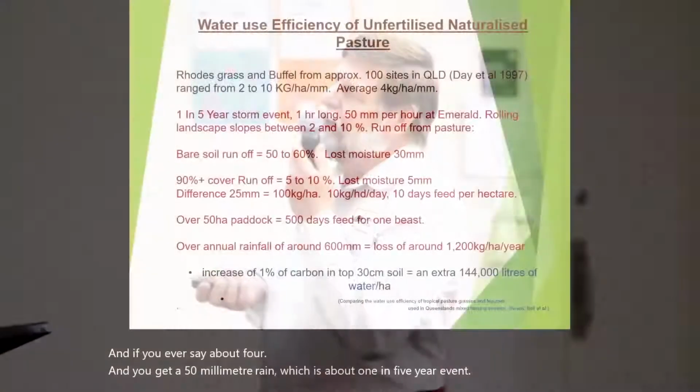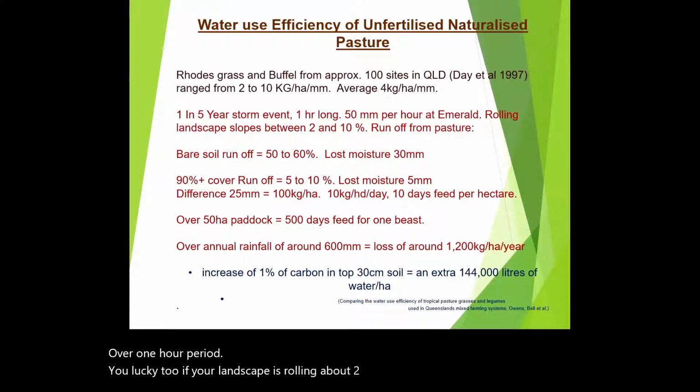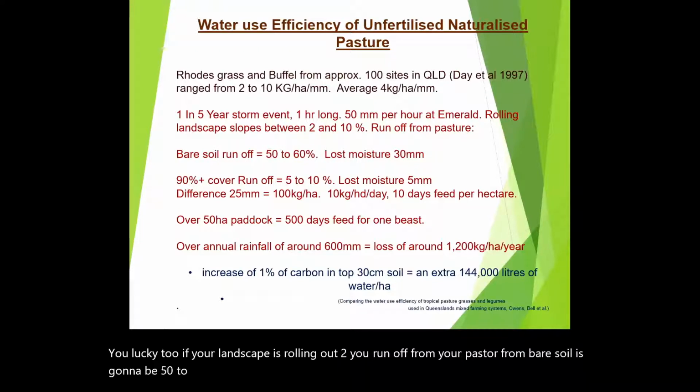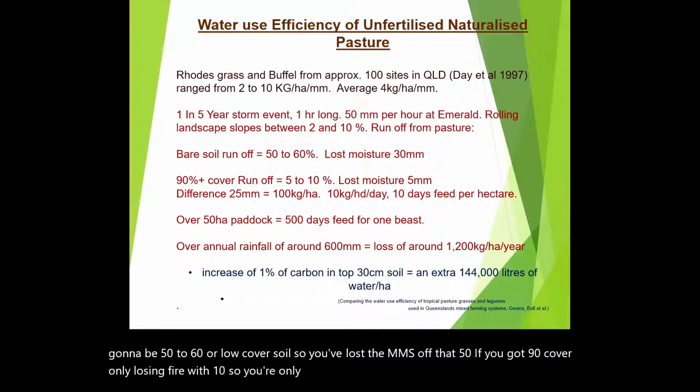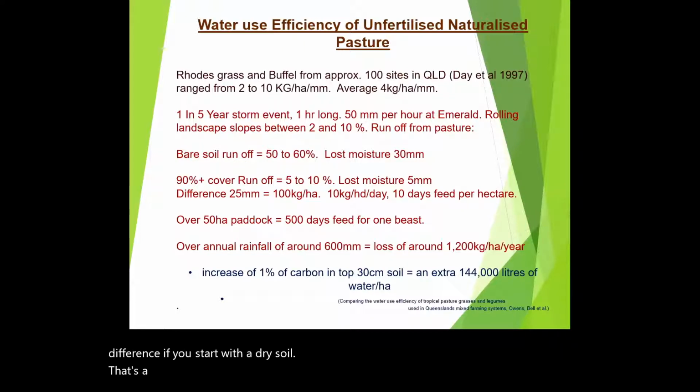over a 1 hour period, if your landscape is rolling about 2%, your runoff from your pasture from bare soil or low cover soil is going to be 50 to 60%. So you've lost 30 millimetres off that 50. If you've got 90% cover, you're only losing 5 or 10%, so you've only lost 5 millimetres. So your difference is 25 millimetres of water that's gone into the dirt, if you started with a dry soil. So that's 100 kilograms per hectare of grass.